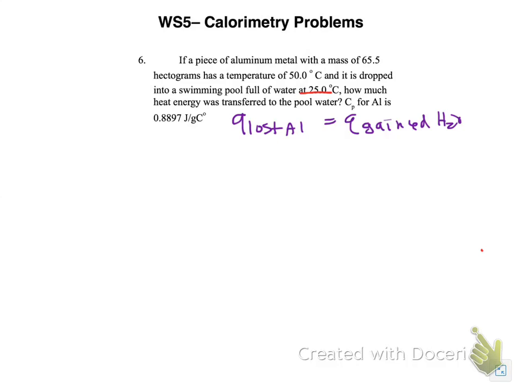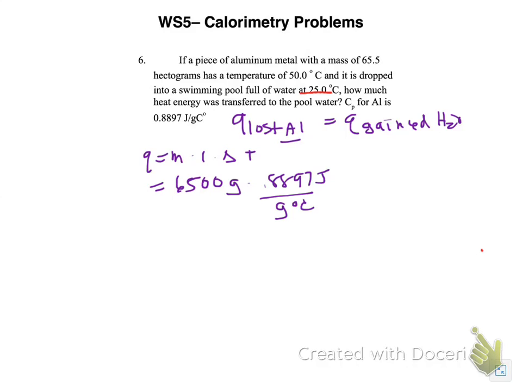Okay, so let's go ahead and take a look at what information we have. Well, as it turns out, we have enough information for the aluminum because we don't know what the mass of the water for the pool is, so we're going to determine the Q loss for the aluminum. So Q equals MC change in T. I know 65 hectograms is 6,500 grams. That should be 6,550 grams, but I think that's close enough.